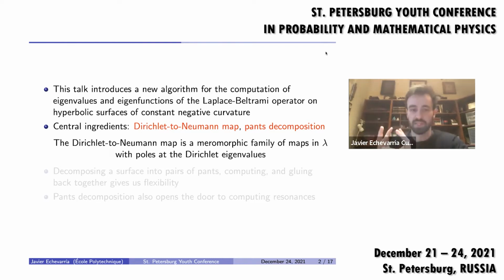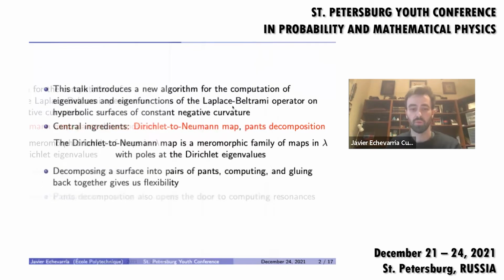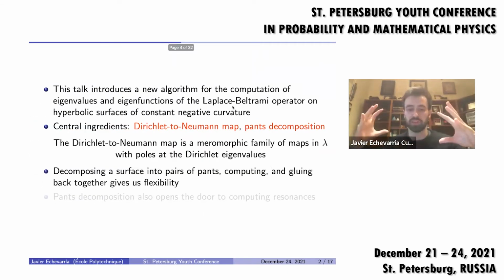The central result that we will be exploiting in the algorithm, and again, this will be made more precise, is that the Dirichlet Neumann Map is a meromorphic family of maps which depends on a parameter, and this parameter gives the Dirichlet eigenvalues at the poles of the meromorphic function. And so what we will be doing is we will start with the surface, decompose it into pairs of pants, compute on those pairs of pants, and then glue things back together.